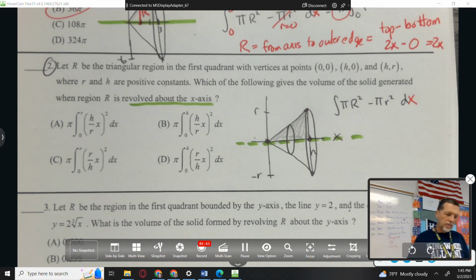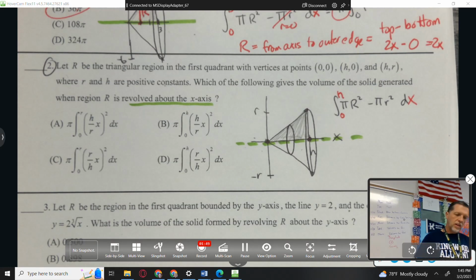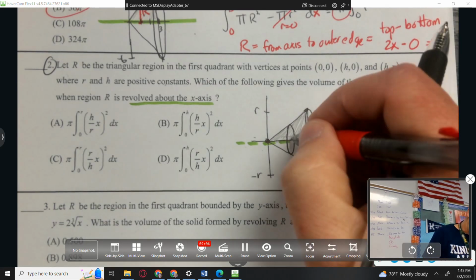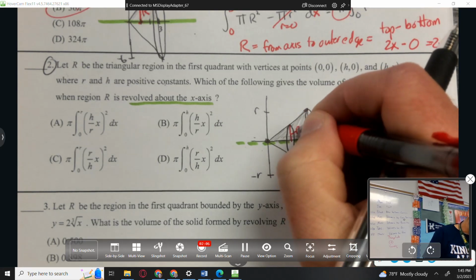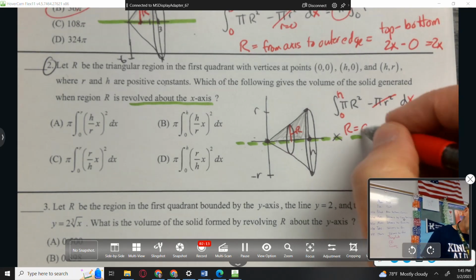What about the limits? 0 to h. There's got to be x limits. Is this a disk or a washer? Is there a hole or not? No hole. Solid, so I don't have to worry about the little r. Or little r is 0 if you want to phrase it that way. Right. Big R is the distance from the axis to the outer edge.